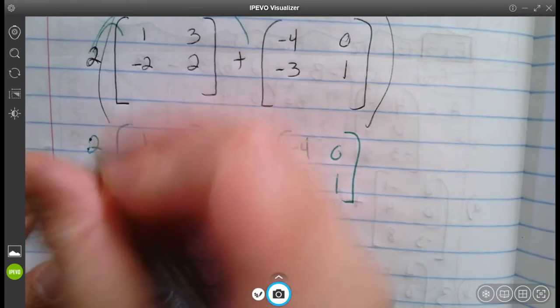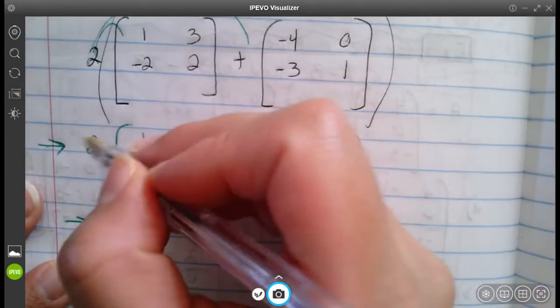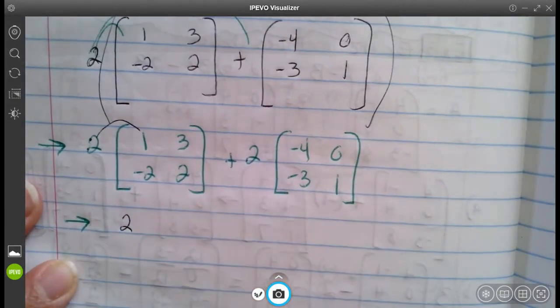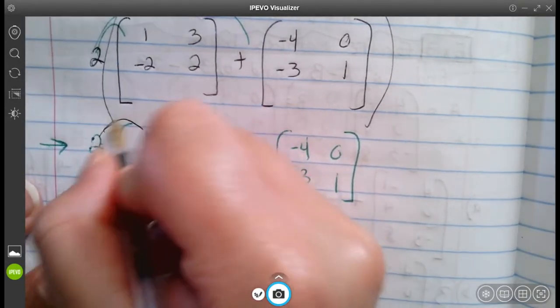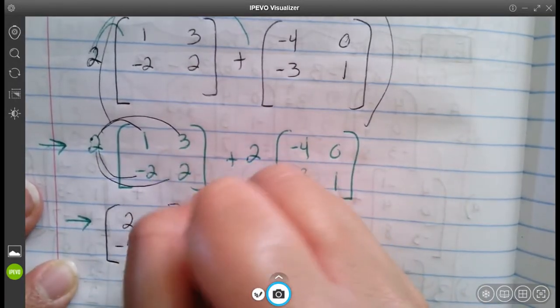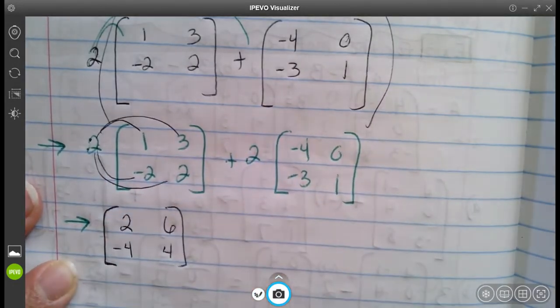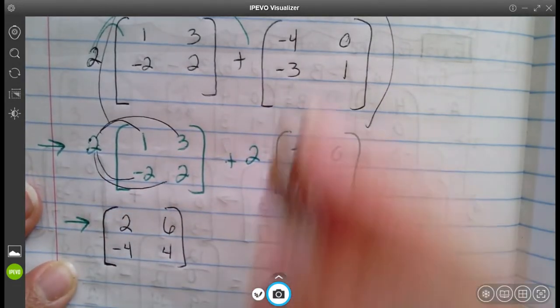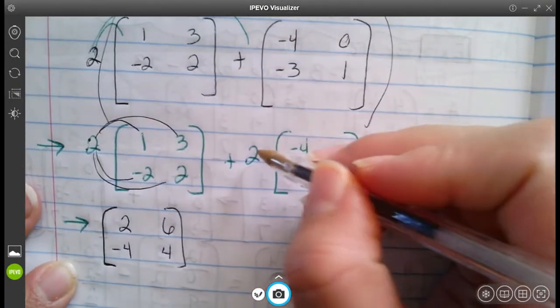So from here we have, we'll do it this way, 2 times 1 is 2, 2 times negative 2 is negative 4, 2 times 3 is 6, and 2 times 2 is 4. Please make sure if I make a mistake, let me know. I am going a little bit fast because this is a pretty long subunit, okay? So I tend to make mistakes that way. So hopefully I don't make any.